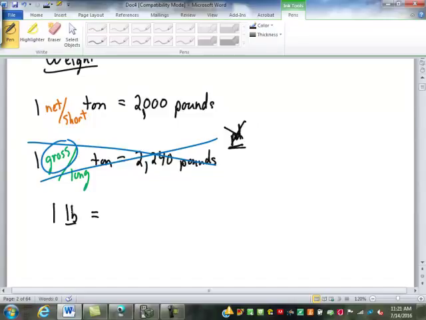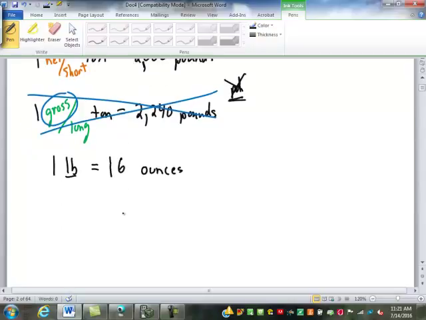Smaller than a pound, we use ounces. How many ounces are in a pound? Not everybody at once. 16, there we go. Just like pounds, I don't know why they didn't use the English word, but they used the Latin word, which I don't remember offhand right now. OZ, from the Latin word for ounce, is the abbreviation for ounce.